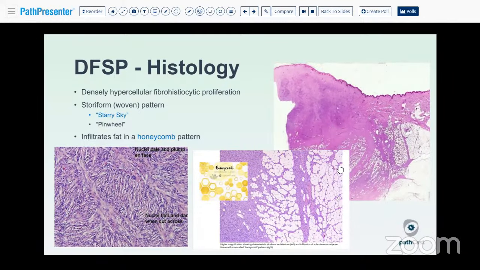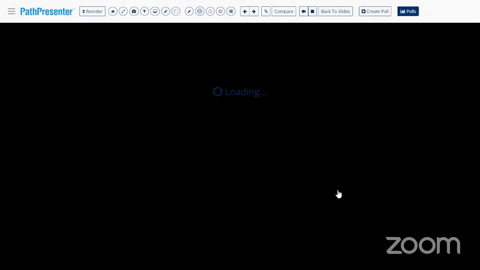On histology, this is what's referred to as the storiform pattern, and this is what's referred to as the honeycombing through the fat.